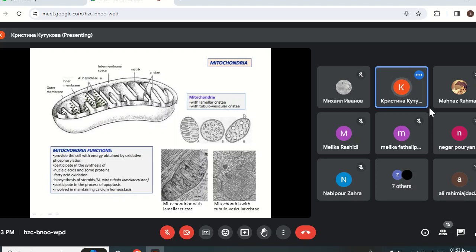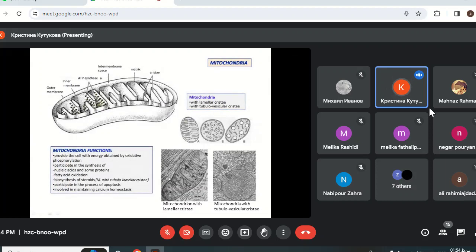Also, we have 2 types of mitochondria. First, in all the cells we have the mitochondria with lamellar cristae. Lamellar means some flattened and elongated structure, like it is shown here. So this is lamella. And second type with tubular vesicular cristae. In this case, the cristae are not like longitudinal folds. They instead look like elongated tubules or vesicles.